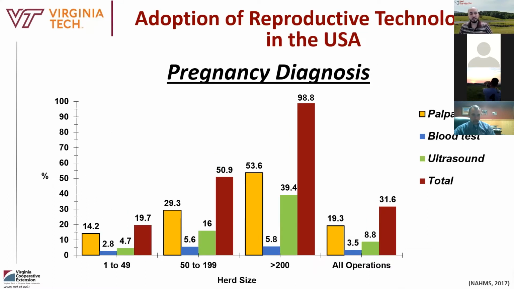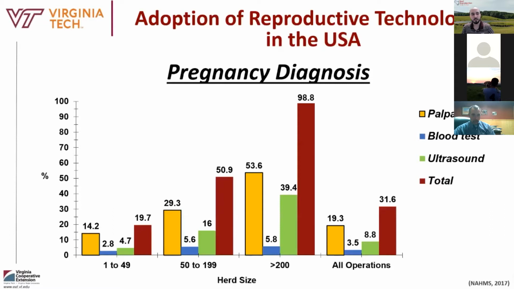Pregnancy diagnosis, this year, first year, they actually broke it down, the way people are preg checking, so just regular rectal palpation, performing a blood test or performing ultrasounding. So it's really nice, broken down into the different technologies for pregnancy diagnosis. But again, overall, only 31% of the operations are performing any sort of pregnancy diagnosis on a yearly basis. Really nice to see the larger operations, over 200 head, almost every single operation is doing a pregnancy diagnosis, right?